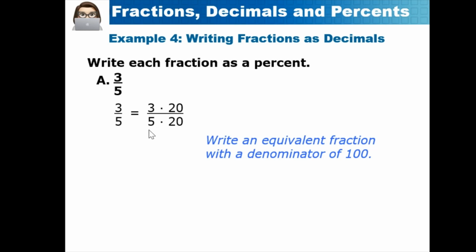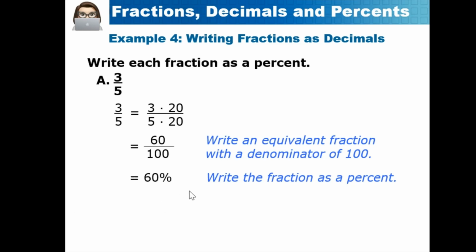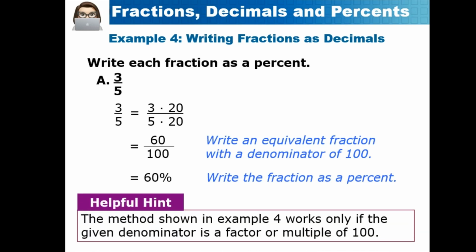Why did we do that? So that the denominator will be equal to 100. And then simplify. So 3 times 20, that is equal to 60, over 5 times 20, that is equal to 100. Then write the fraction as a percent. And that is equal to 60%. But note, class, that the method shown in example 4 works only if the given denominator is a factor or multiple of 100.